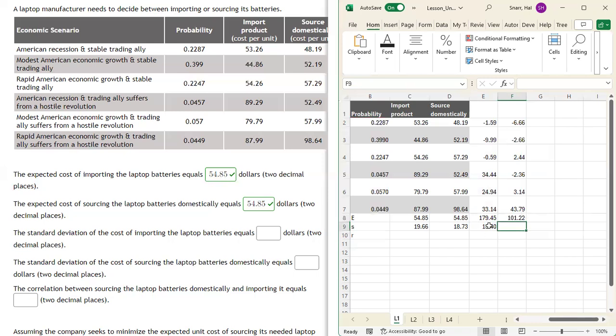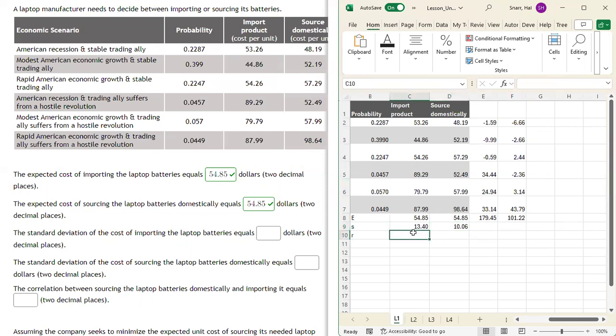And then I can just drag this across to get the standard deviation. I'm going to move these over here. These are the weighted standard deviations. Although the average prices are identical for importing versus sourcing domestically, importing is more risky than sourcing domestically.